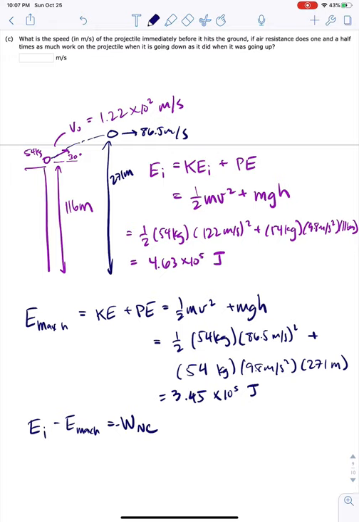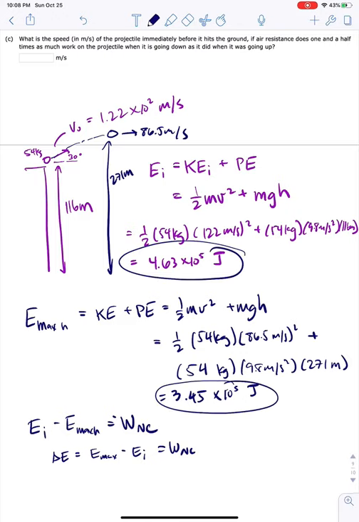the work. Oh, I shouldn't have had a negative sign there. The work non-conserved. No, sorry, that negative sign was right. As the negative of the non-work. In other words, our delta E, which is our E final, E max minus E initial, is our work non-conserved. So when we plug in the number from up here as well as this here and take the difference, we get that our non-conserved work is negative 1.18 times 10 to the 5th joules.